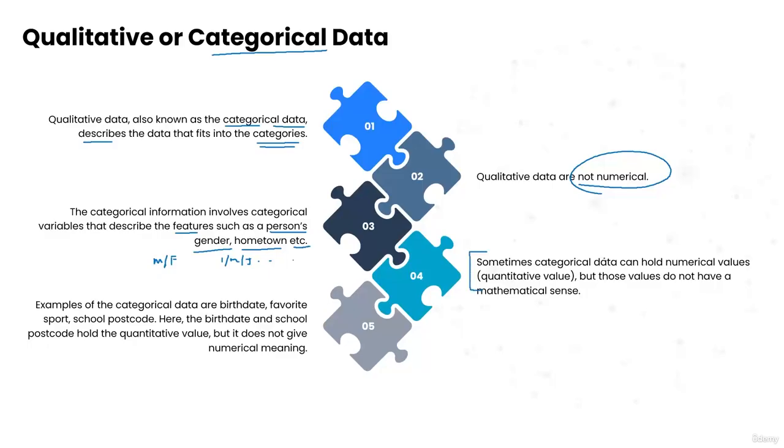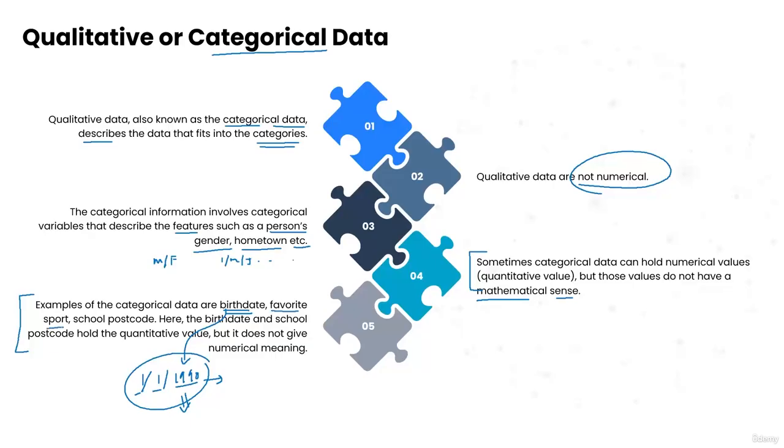Sometimes categorical data can hold numerical values as well, but those values do not have a mathematical sense. For example, an example of categorical data is birth date. Now, what if somebody's birth date is something like this? Now, these are a combination of numerical values. These are all your numbers. But it is termed as categorical data, not as numerical data.